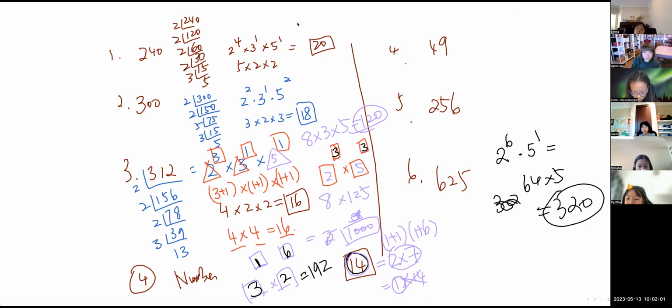Okay, so if you understand, I want everybody to give me a number with 12 factors. Twelve factors. And could you give me the smallest one?